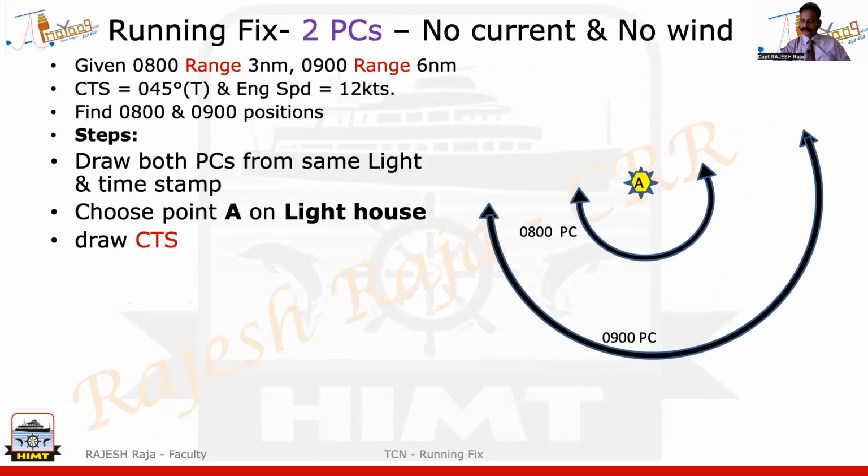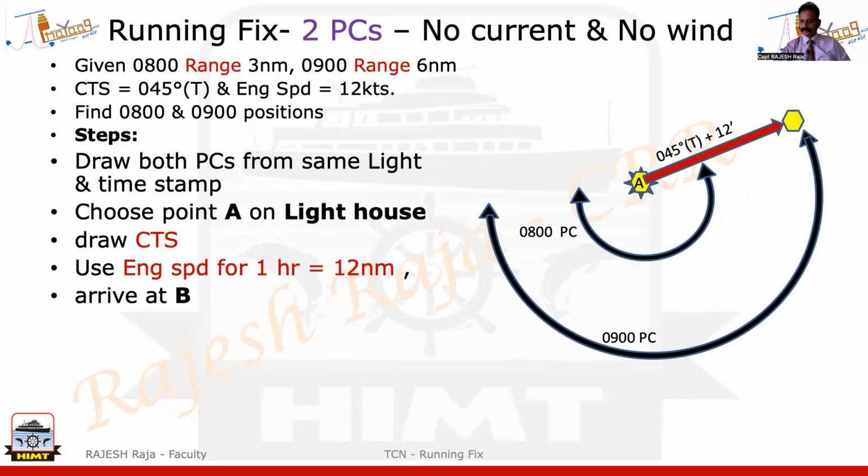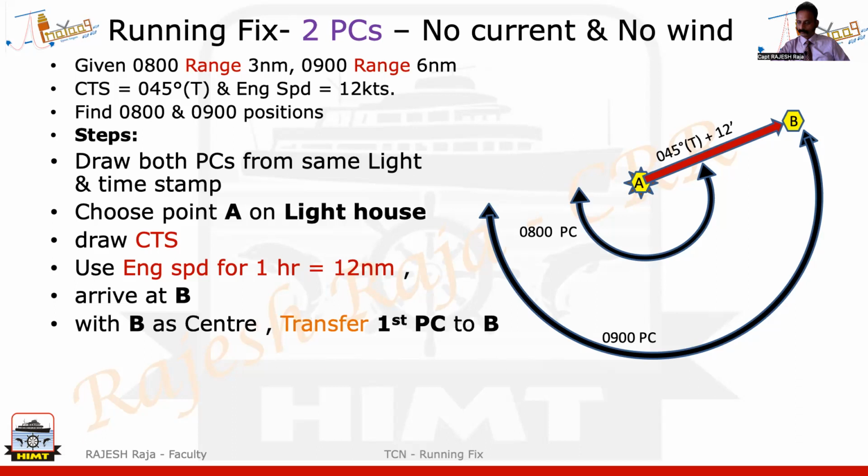Again, similar procedure. Please draw the CTS for 1 hour, let us say. Arrive at Bravo. In your PL, if you remember, I used to transfer my first PL into the Bravo, but here it is a circle. So I need to transfer the circle. So what should I do? Whatever I had drawn from alpha, now I'm going to transfer it to Bravo. That is the first position circle I'm going to transfer to Bravo. Keeping Bravo as the center, I'm going to draw the transferred PC. So this is the first transferred PC.